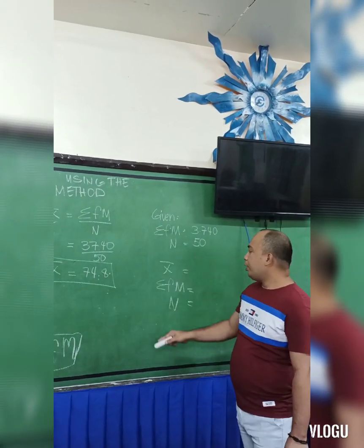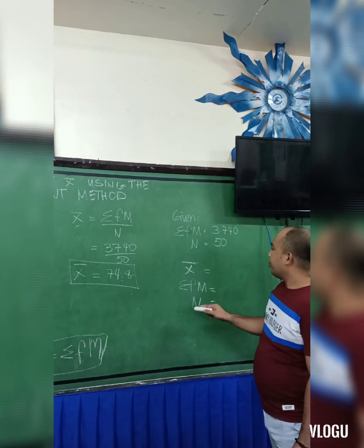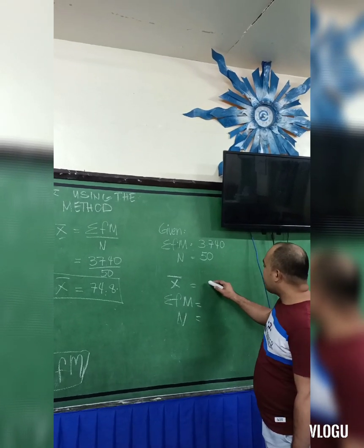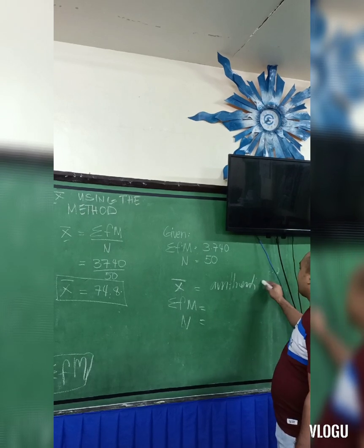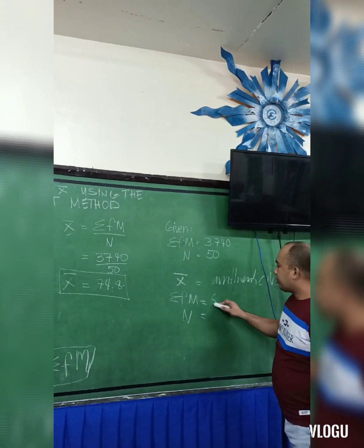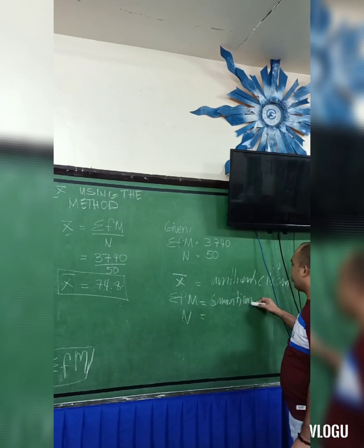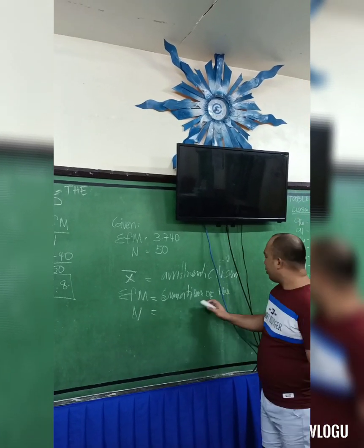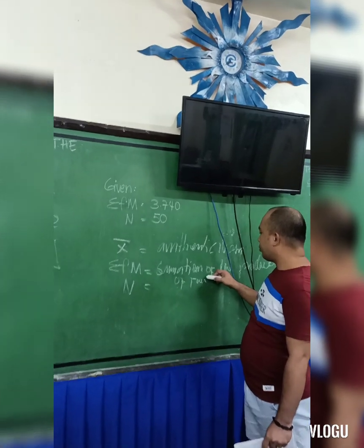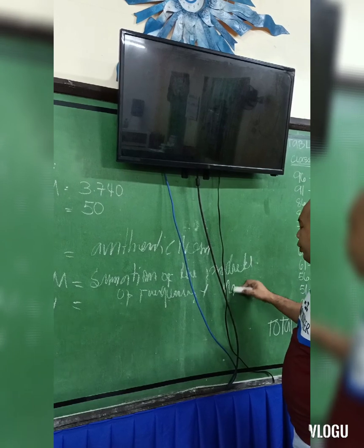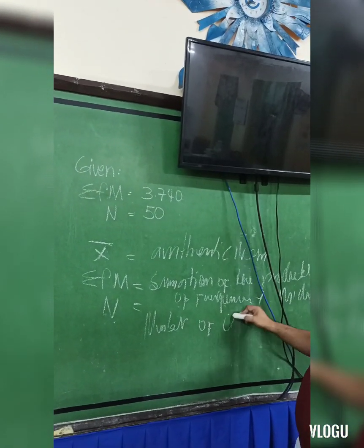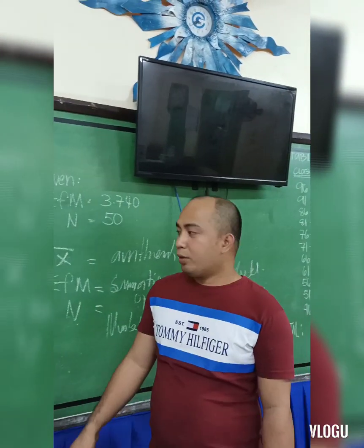Okay, so remember our formula. X with a dash on the upper portion is expressed as the arithmetic mean, whereas Σfm is the summation of the product of frequency times the midpoint. And N stands for number of cases.